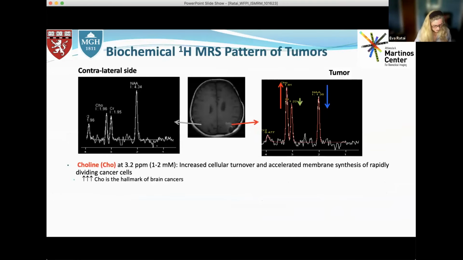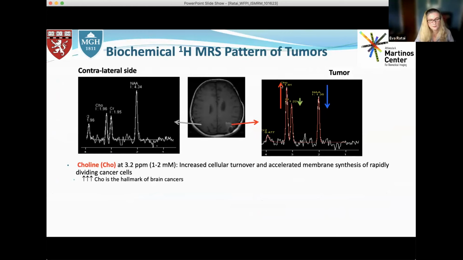So as I mentioned before, spectroscopy is pretty useful to diagnose a tumor, but how does this MR spectroscopy pattern look in a brain tumor? On the normal side, N-acetyl aspartate is your highest peak, and then creatine and choline are about half the size. In the tumor, it looks very different. You can already see by eye that you have a very elevated choline.